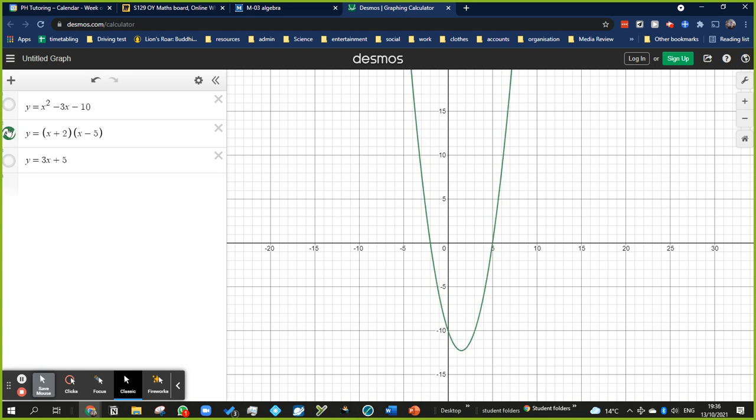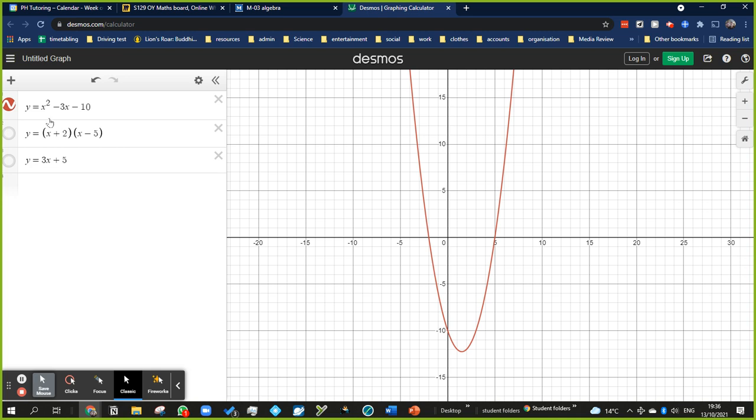All right, but the weird thing is that you'll notice that with the straight line graph, when x was 0, well, y was equal to 3 times 0 plus 5, which is why we have a y-intercept here. With this one, when x is 0, well, we have y is equal to minus 10, because 0 times 0 minus 3 lots of 0 would be minus 10. So that's the y-intercept right here.